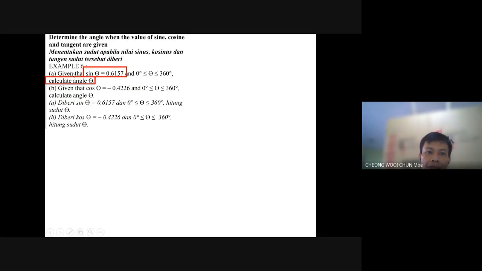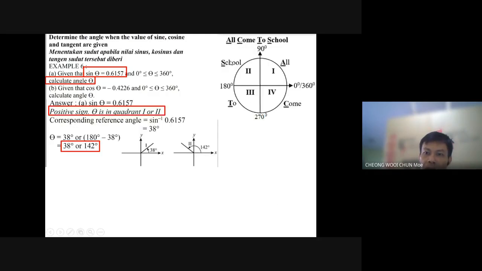Okay, look at example 6. A, given that sine theta equal to 0.6157. This is not a question that asks you to not use calculator, so you can use calculator to find your answer. Calculate angle theta. You must remember also "All Stations To Central", this one you need to remember.